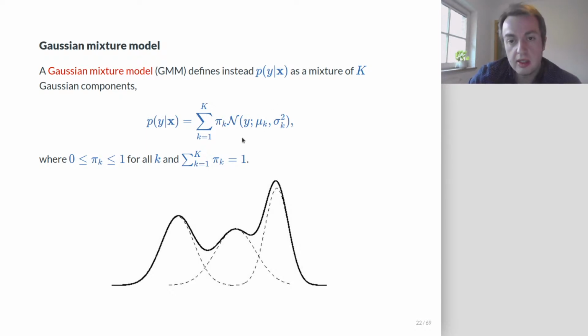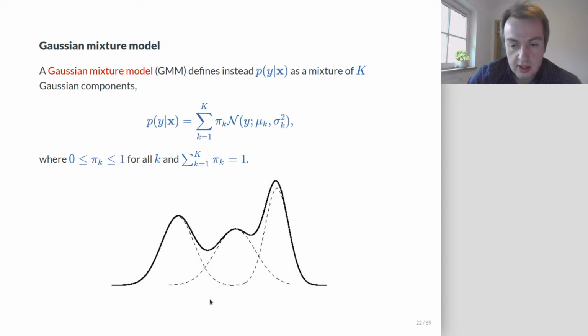Each of them can be used to evaluate the density of y for their particular value of the mean and the variance, and then they are mixed together and weighted by some mixture coefficients pi_k, which are just values between 0 and 1 and such that they sum to 1.